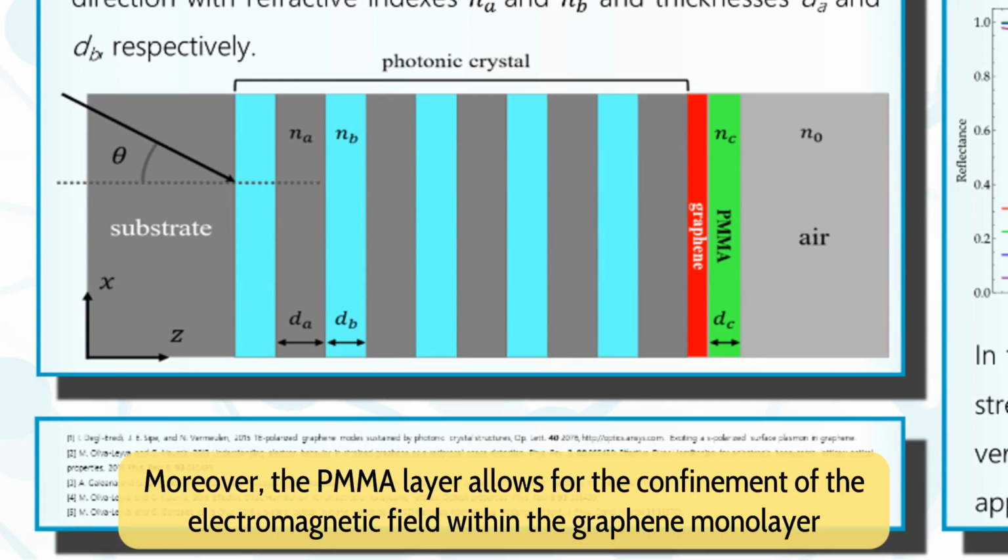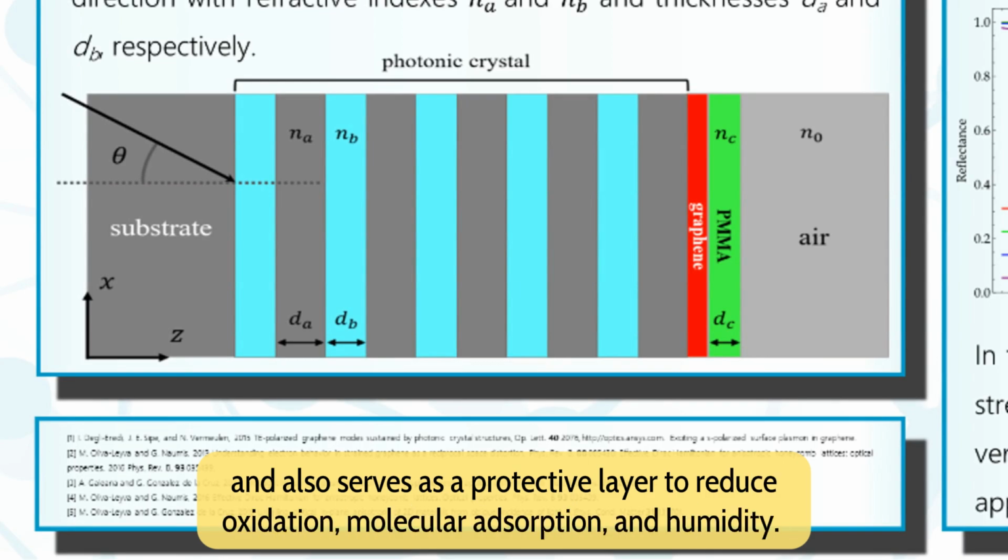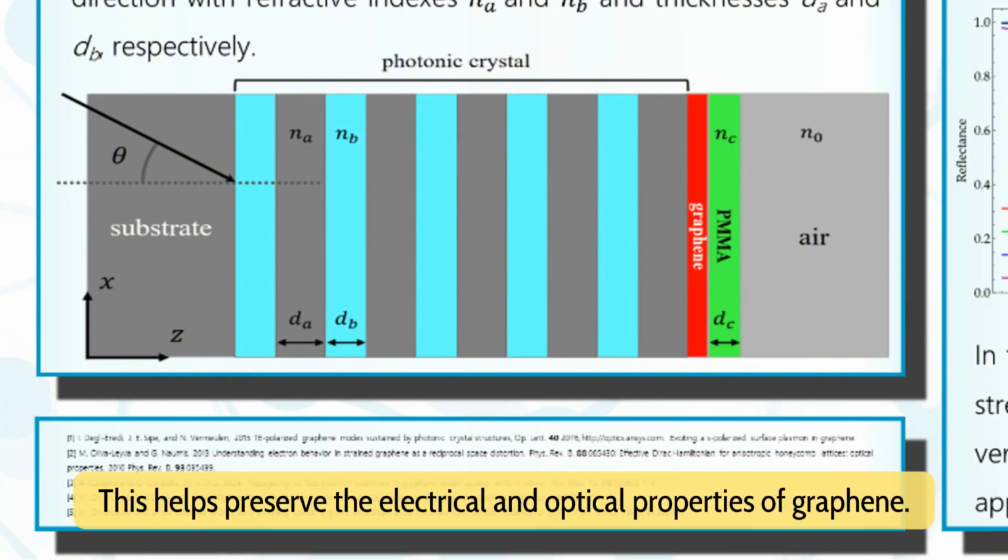Moreover, the PMMA layer allows for the confinement of the electromagnetic field within the graphene monolayer and also serves as a protective layer to reduce oxidation, molecular adsorption, and humidity. This helps preserve the electrical and optical properties of graphene.